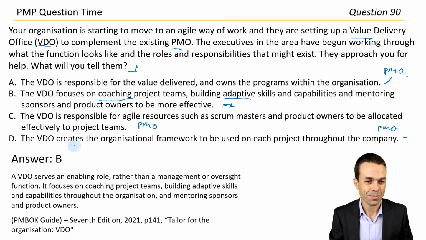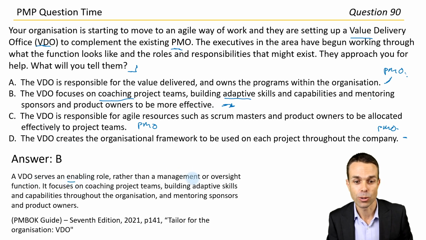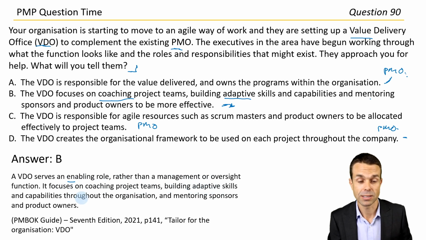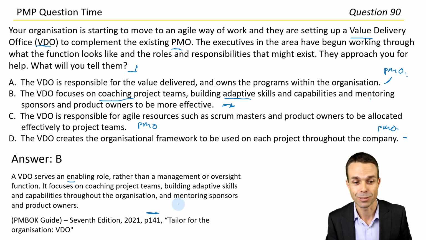Excellent work, all right. A VDO serves an enabling role rather than a management or oversight function. It focuses on coaching project teams, building adaptive skills and capabilities throughout the organization, and mentoring sponsors and product owners. Page 141, tailor for the organization, the Value Delivery Office.